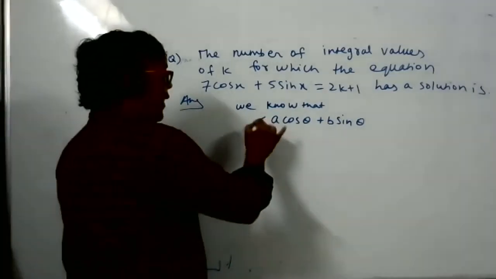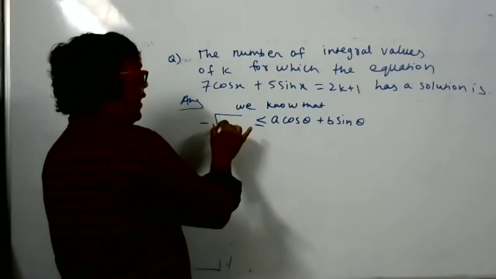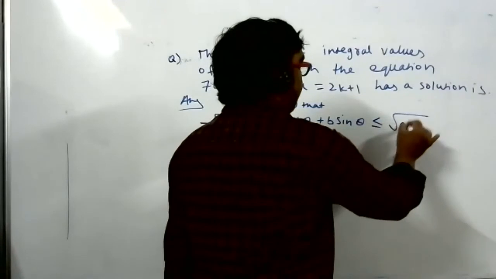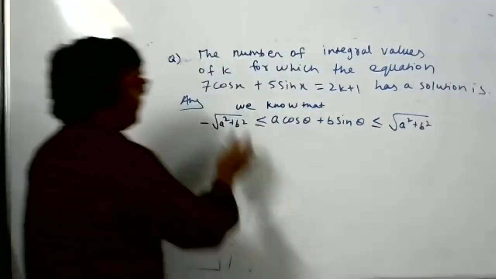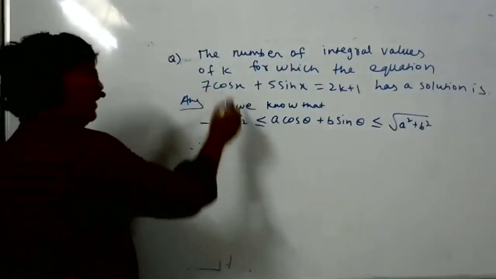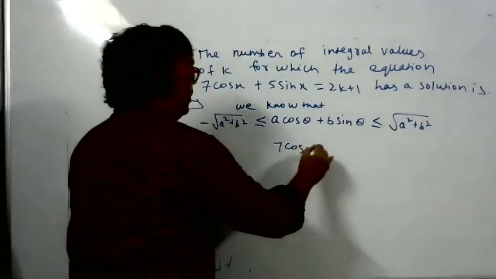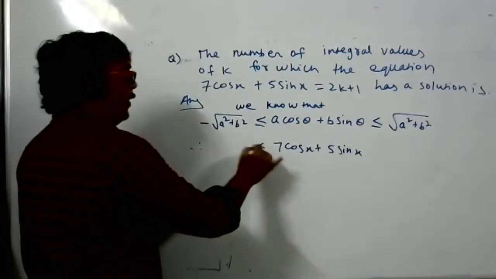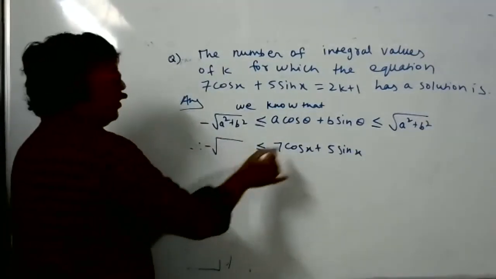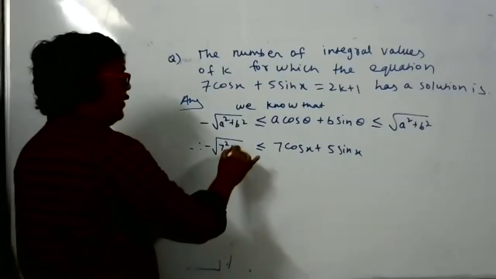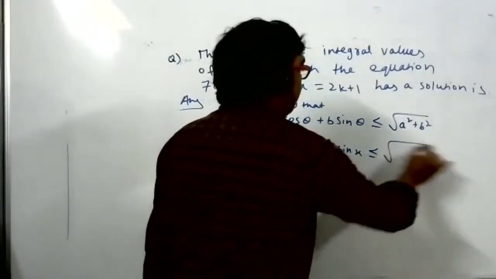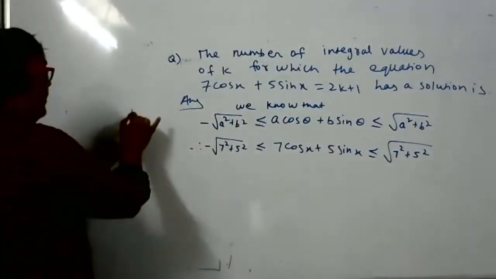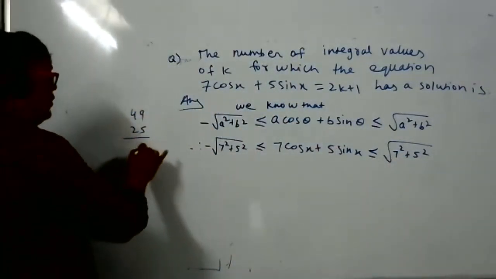Positive root of a square plus b square, minus square root of a square plus b square, and it is always less than or equal to square root of a square plus b square. We know this. Therefore, 7 cos x plus 5 sin x will always be greater than or equal to minus square root of 7 square plus 5 square, and less than or equal to square root of 7 square plus 5 square. So 7 square is 49 plus 25, that is equal to 74.